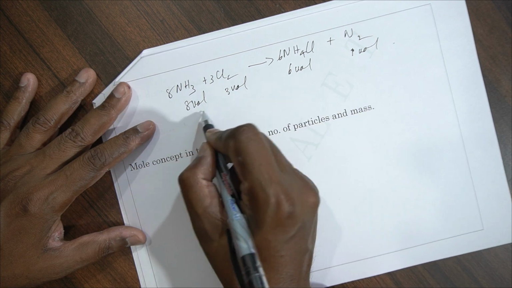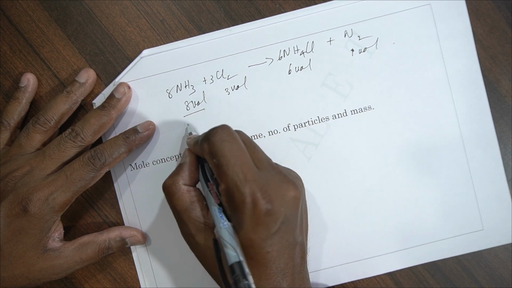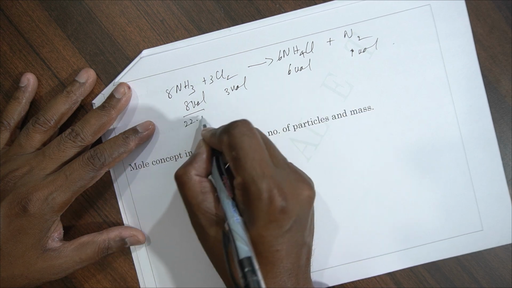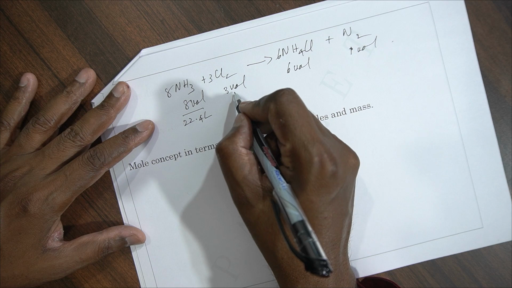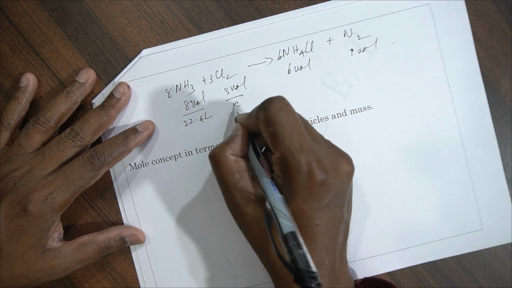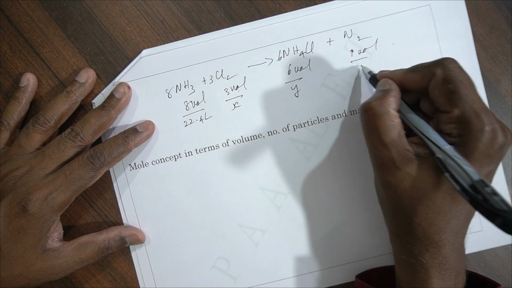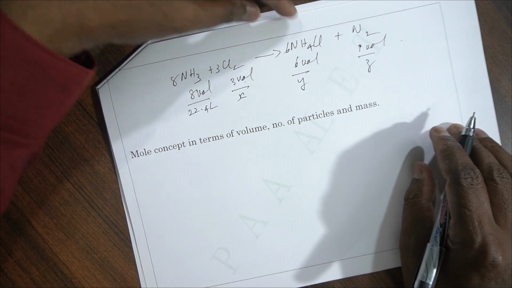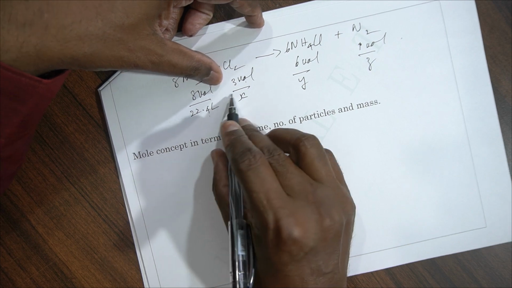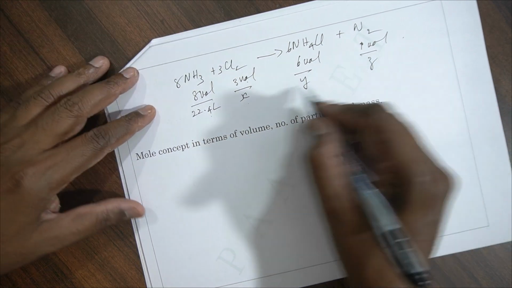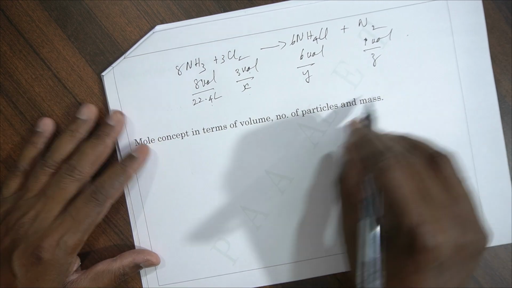If 8 volumes is known, what you can take it as 22.4 liters, then what will be this? This will be x. Equate this, cross multiply, you will get this. This can be y and this can be z. So you can equate them. 8 upon 22.4 is equal to 3 upon x, that is equal to 6 upon y, that is equal to 1 upon z. So cross multiplying, any answer can be taken out.